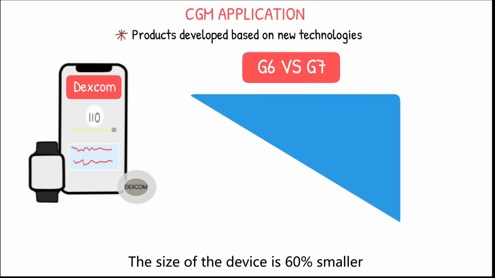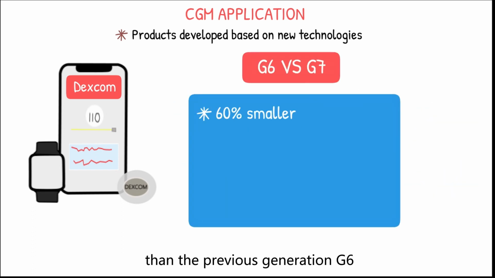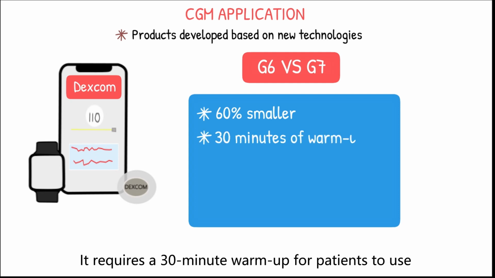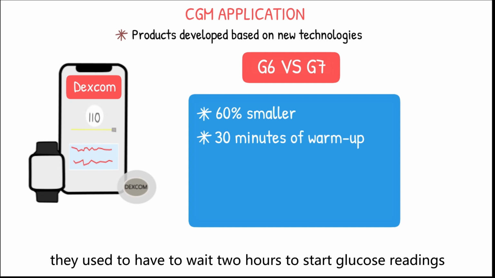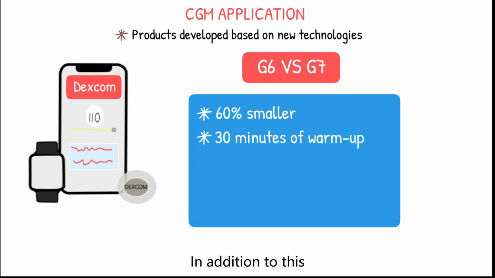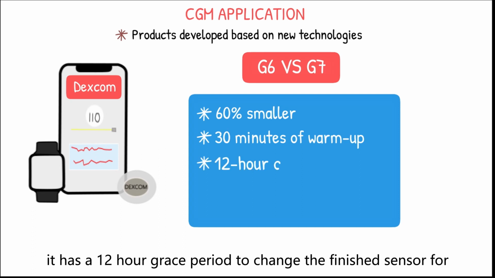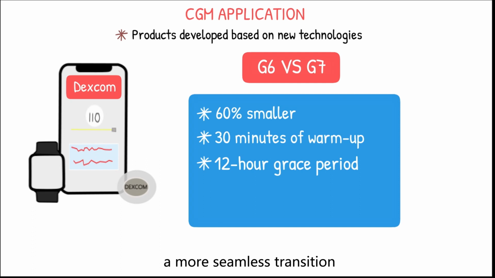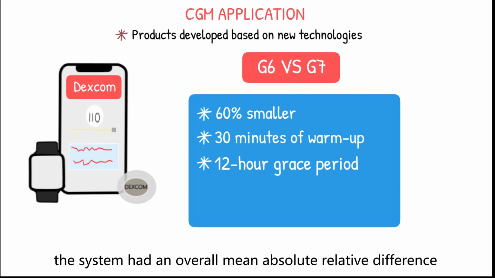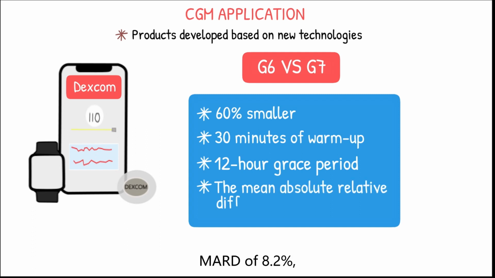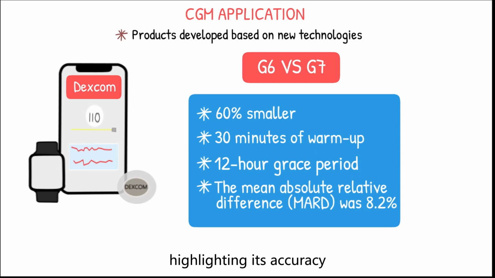The size of this device is 60% smaller than the previous generation G6. It requires a 30-minute warm-up for patients to use. They used to have to wait 2 hours to start glucose readings. In addition to this, it has a 12-hour grace period to change the sensor for a more seamless transition. In clinical trials, the system had an overall mean absolute relative difference, or MARD, of 8.2%, highlighting its accuracy.